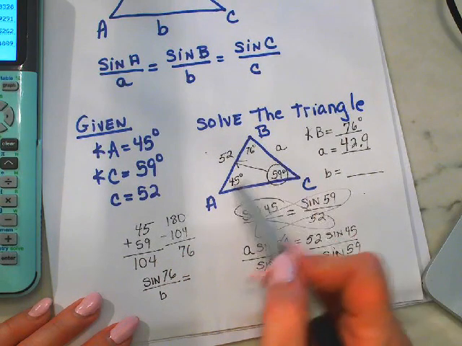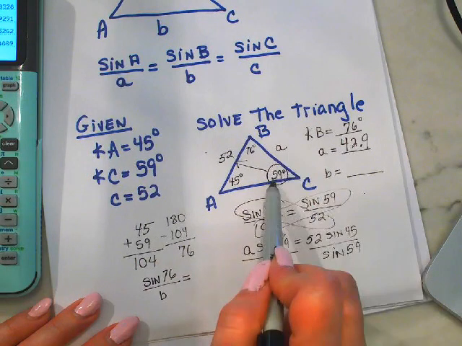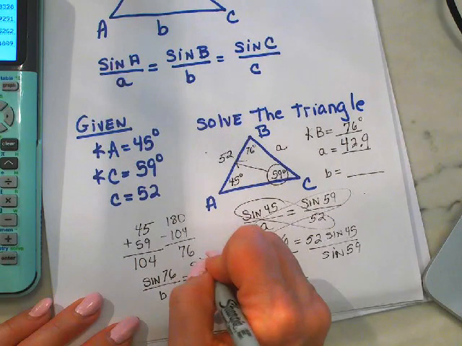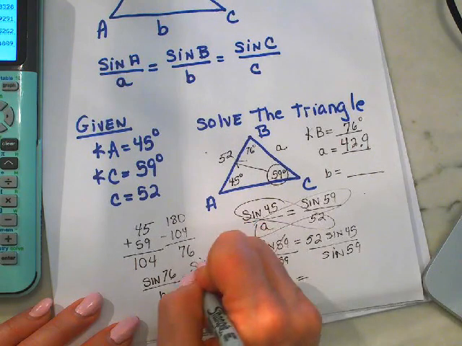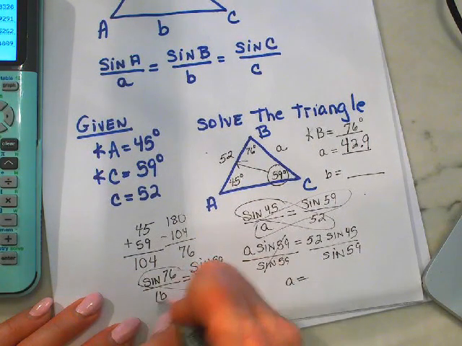And you know what, guys? I can use now what I have for A and do this one. But what if that was wrong? Then I'm basing my next answer on a wrong one. I'm going to do this one again. The sine of 59 over 52.